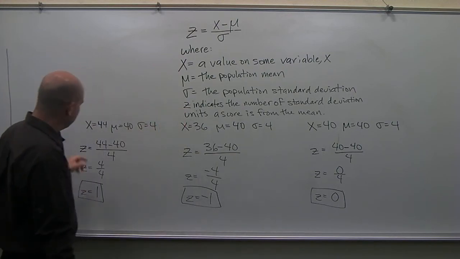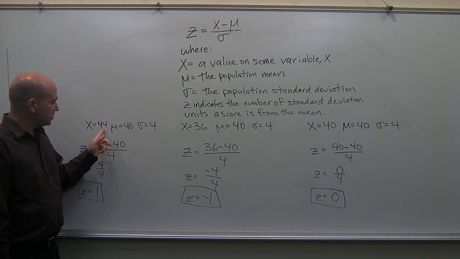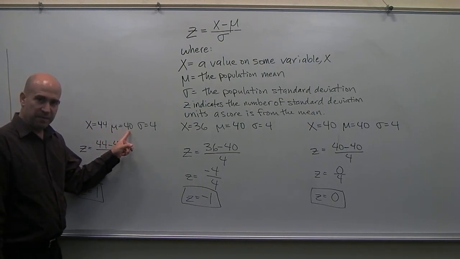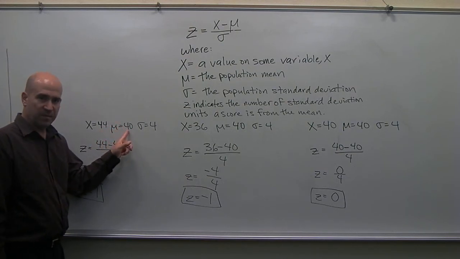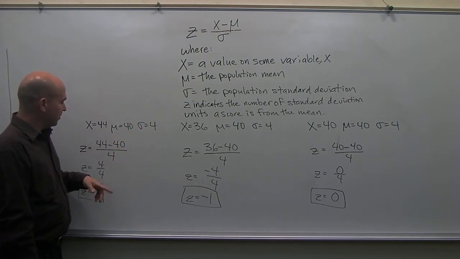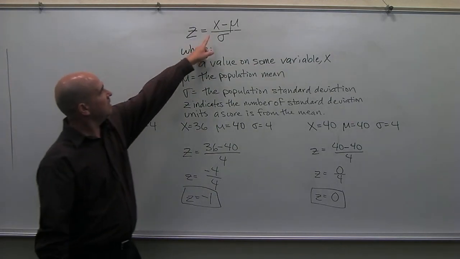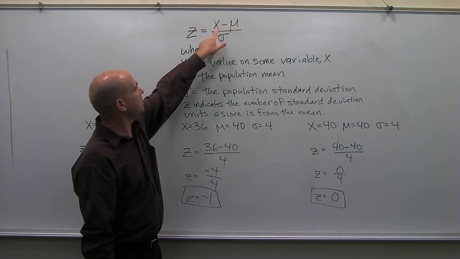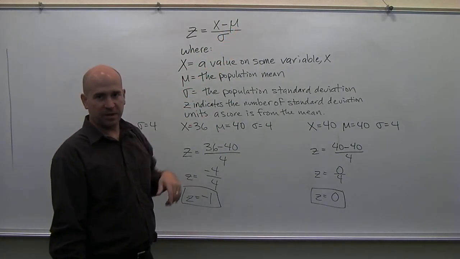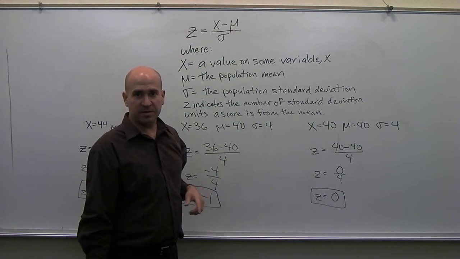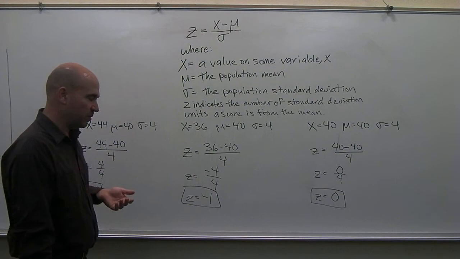When I have a score of 44, notice how this score of 44 is above the mean of 40. By how many points is it above the mean? It's above the mean by 4 points. And we can see that right here in the numerator. This tells us how far above or below a score is from the mean. This is a deviation score. If you watched the variance and standard deviation video, you'll recall that x minus mu is a deviation score. How far an x deviates or departs from the mean.